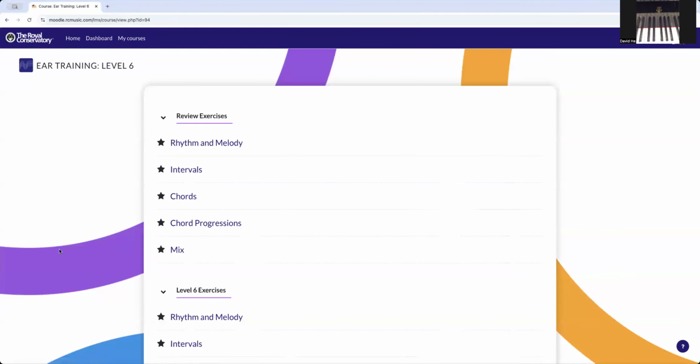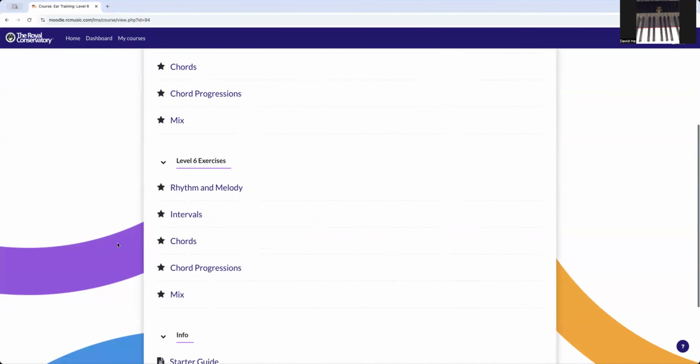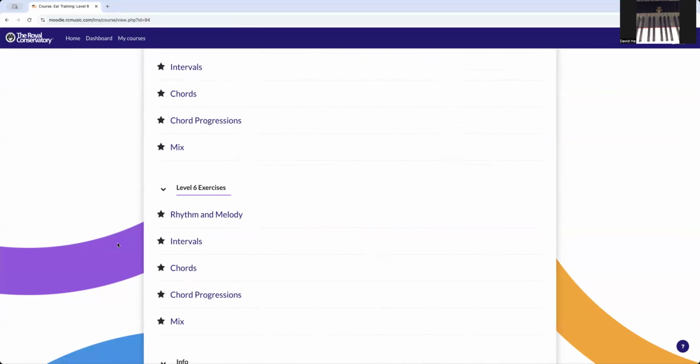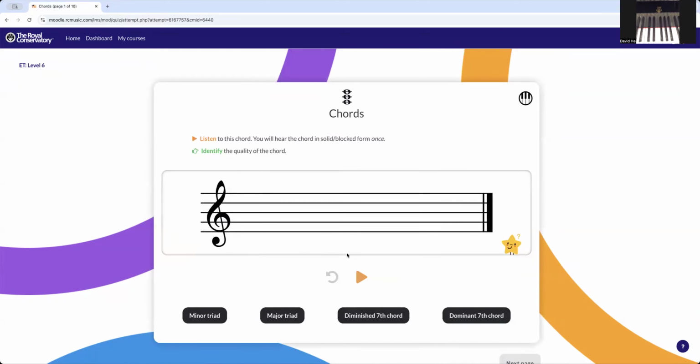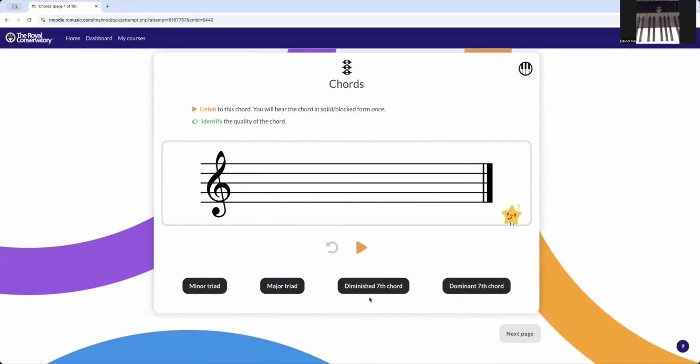Level 6. Let's see what is new in here. Basically the same thing, and probably there's more in the chord. Oh, the quality of this chord. So in this one we got new information: diminished sevenths and dominant sevenths. Diminished sevenths and dominant sevenths are very hard to recognize, so let's listen to it. Which one is that? Minor, major, diminished seventh, or dominant seventh? Let's listen to it.